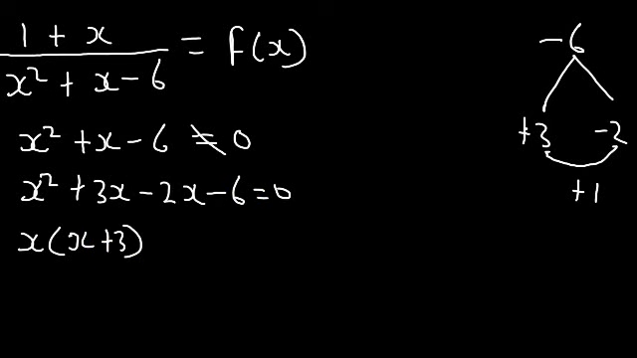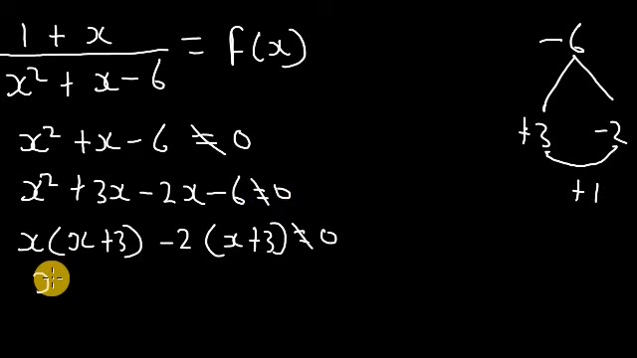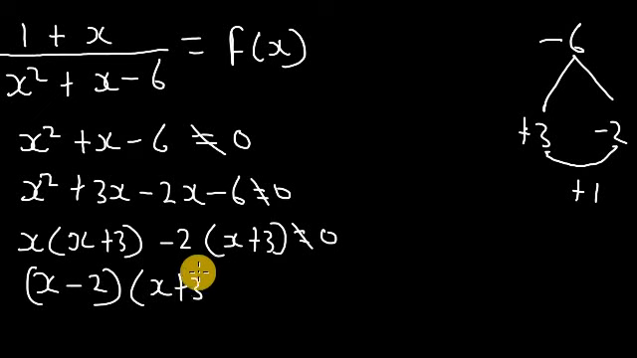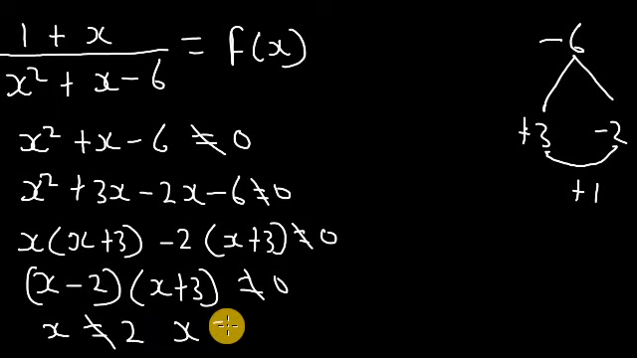Then I have negative 2 in the bracket of x plus 3, then finally not to be equals to 0. Okay, then finally x minus 2, x plus 3 is not going to be 0, and x is not going to be 2, and x is not going to be negative 3. So these are the two possible values that x can never be.